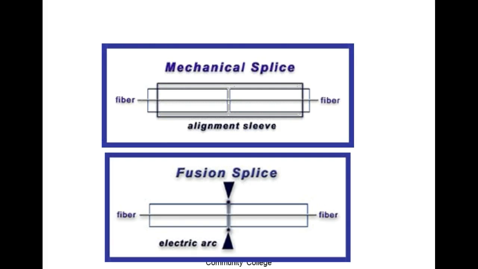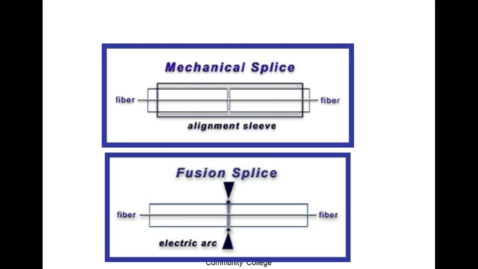With a mechanical splice, we're going to have some type of alignment sleeve that we put the fibers in. Normally what we have in a mechanical splice is what they call an optical gel inside there. It's a really, really clear gel, and it has really good properties. That way, if the two fibers don't exactly touch, we still get a pretty good splice.